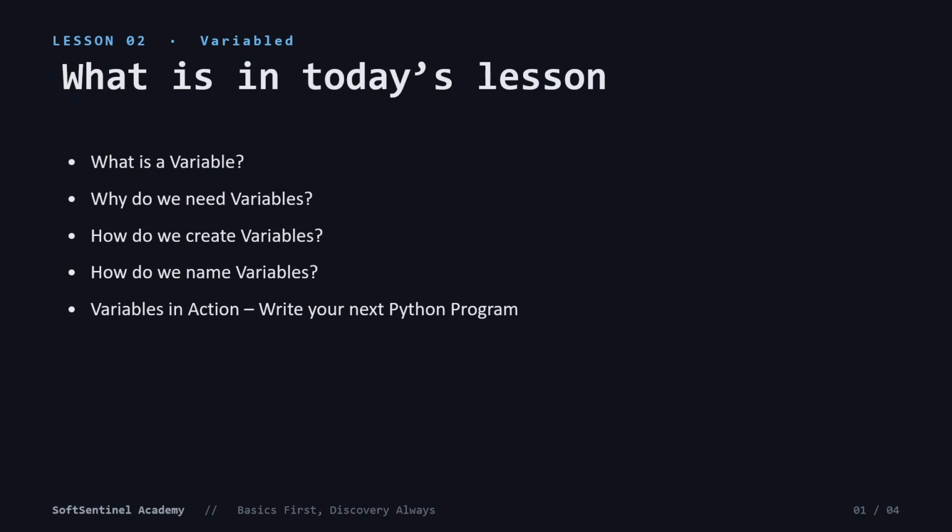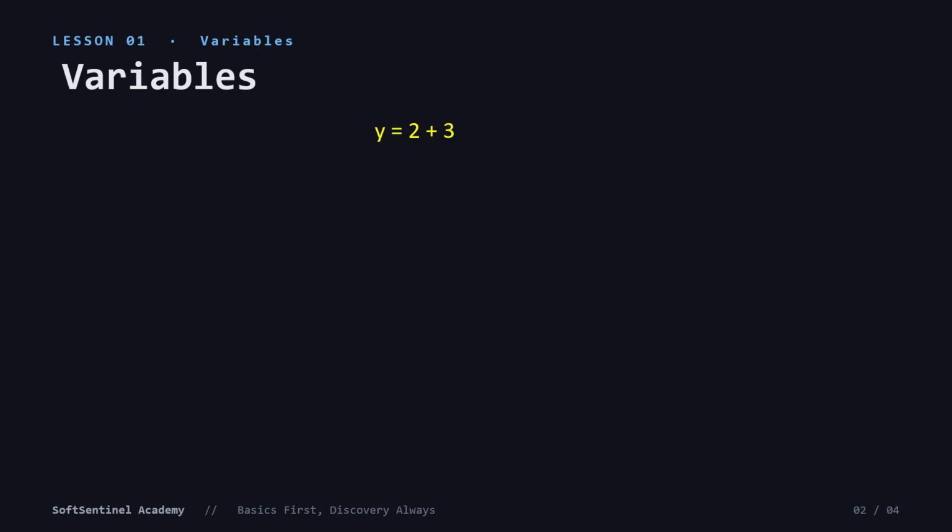Today is our lesson number 2. What are we learning in lesson number 2? We're going to talk about variables. We're going to answer simple questions. What's a variable? Why do we need variables? How do we create variables? How do we name variables? And then we will write some programs which will have variables in action.